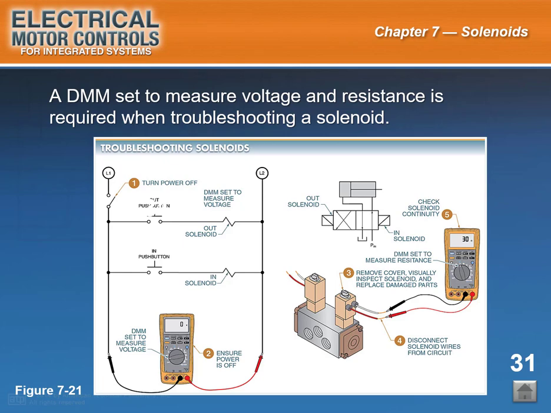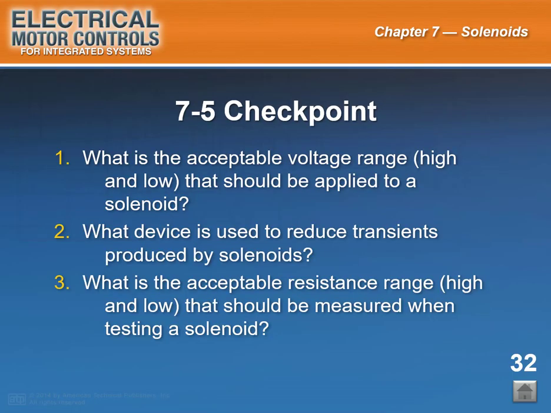End of slide 31. Start of slide 32. Slide caption, 7-5. Checkpoint. What is the acceptable voltage range, high and low, that should be applied to a solenoid? What device is used to reduce transients produced by solenoids? What is the acceptable resistance range, high and low, that should be measured when testing a solenoid? End of slide 32. Start of slide 33.